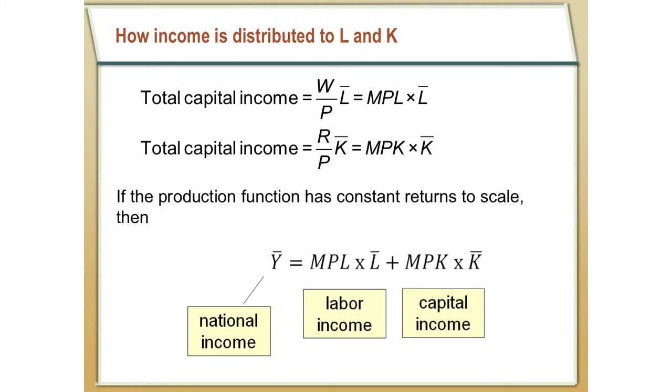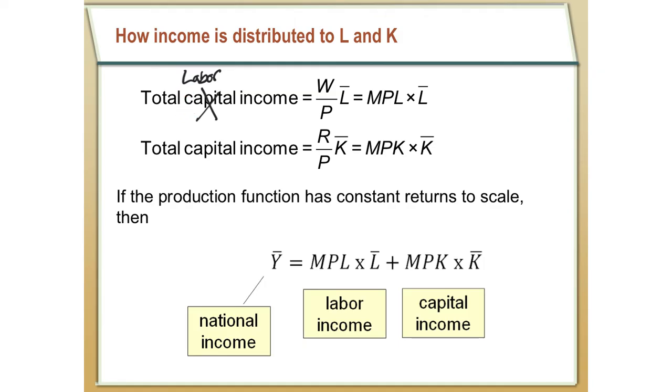Oops, I just noticed there's a typo here. This should be labor income, not capital income. It's a typo in the slide. The total labor income should be the marginal product of labor times the number of workers. Okay, now I fixed this for you here. So this is actually labor income.